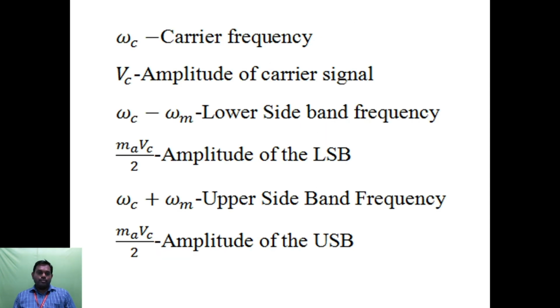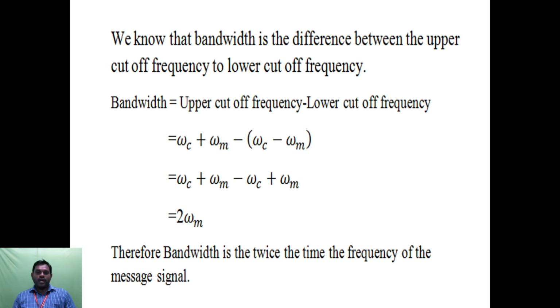Here are the parameters of the frequency spectrum: omega c is the carrier frequency, Vc is the amplitude of the carrier signal, omega c minus omega m is the lower sideband frequency, Ma Vc by 2 is the amplitude of the LSB, and omega c plus omega m is the upper sideband frequency, Ma Vc by 2 is the amplitude of the upper sideband. We know that bandwidth is the difference between the upper cutoff frequency and the lower cutoff frequency.